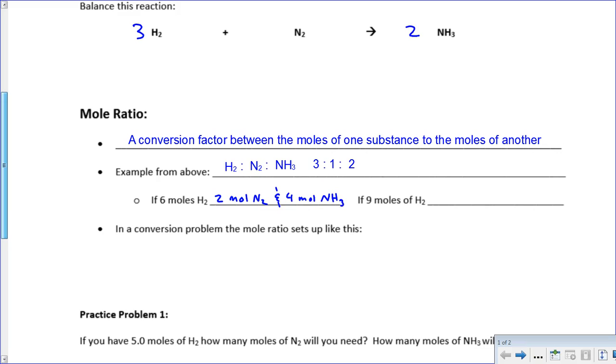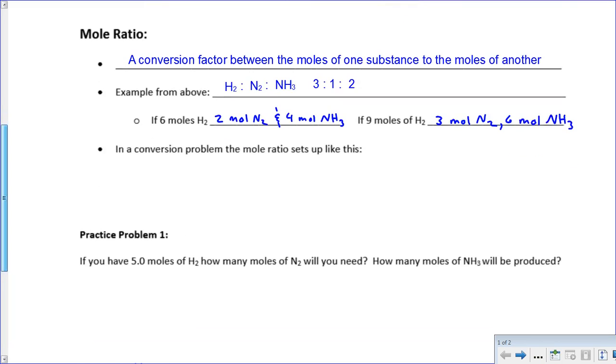If we had 9 moles of H2, that is 3 times what we had in the original. We're going to have a 9:3:6 ratio here, which is the same as a 3:1:2. So 9 moles of H2 means that you have 3 moles of N2, and it means that you have 6 moles of NH3. We keep that ratio.